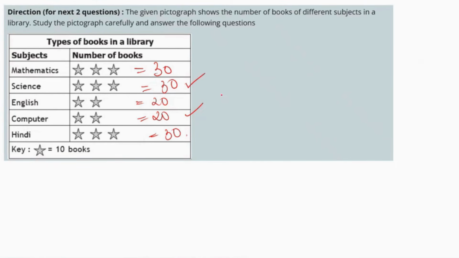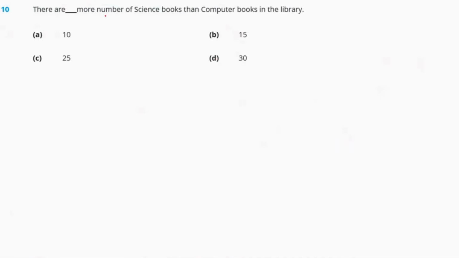So here we can clearly see that the difference is of 10, right? So 10 will be the right answer. So we can say that there are 10 more number of science books than computer books in the library. So the right answer will be option A.